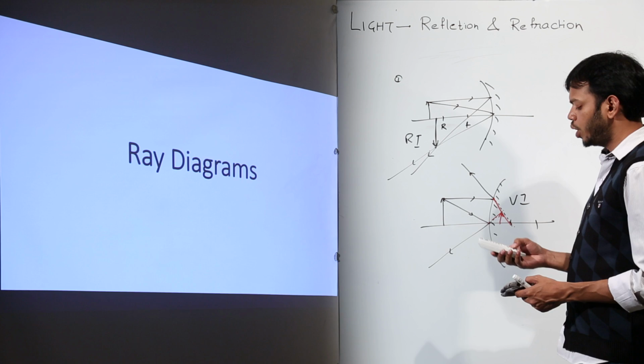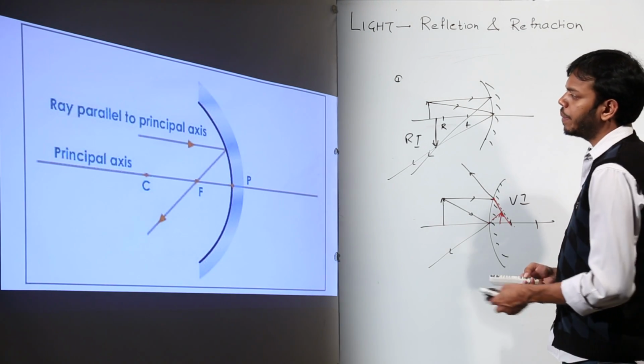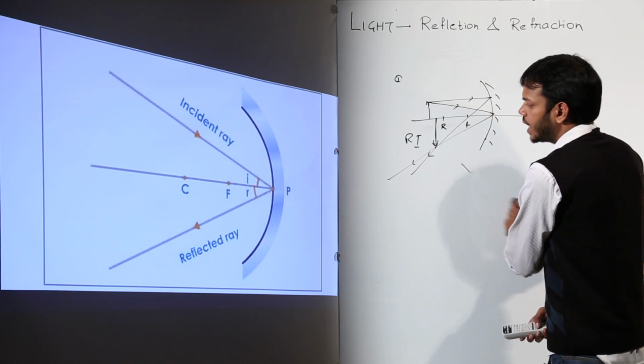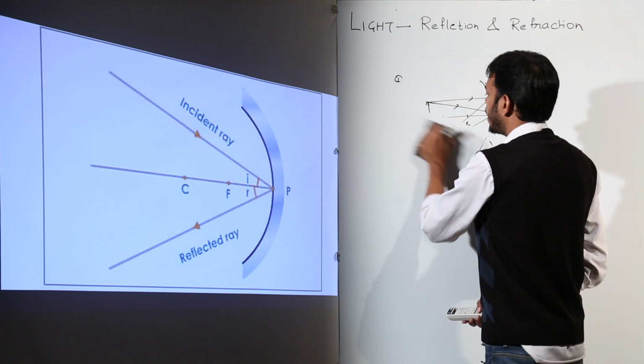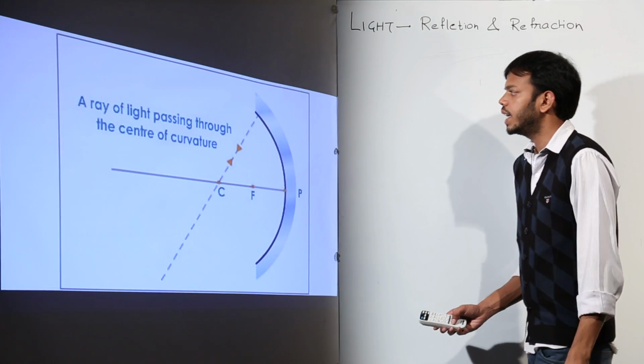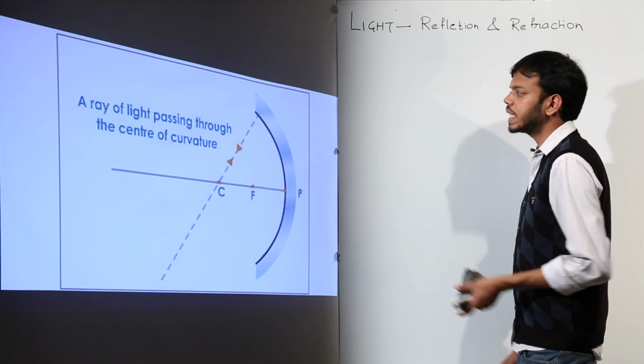So these are the points you'll have to consider to make ray diagrams. First of all, the ray which is coming parallel to the principal axis will pass through the focus. Ray number 2, the ray which is incident at the pole will get reflected at the same angle following the law of reflection, angle I equal to R. And lastly, the ray which is passing through the center of curvature will always retrace its path.